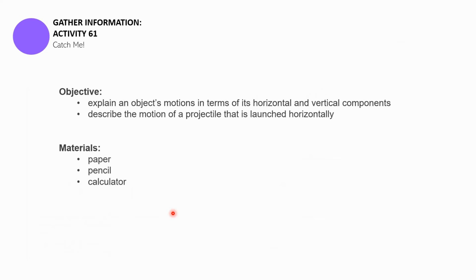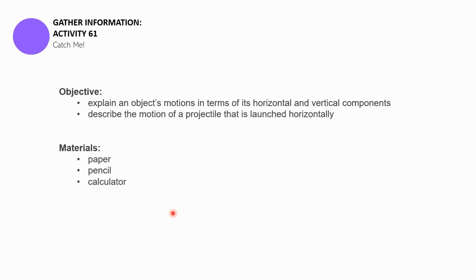Let's begin. Okay, for the first part, Gather Information, Activity 61, Catch Me, we have the following objectives. The first objective is you should be able to explain an object's motions in terms of its horizontal and vertical components. Okay, by the end of this activity, you should be able to do that. And apart from that, you should also be able to describe the motion of a projectile that is launched horizontally. So, dapat kaya mo rin i-describe yun.